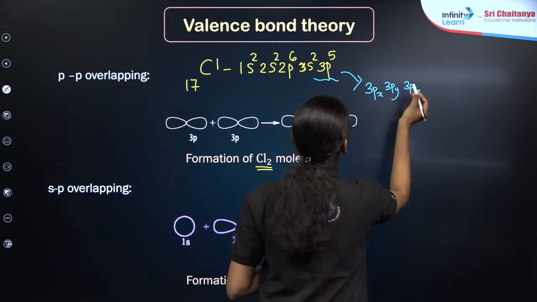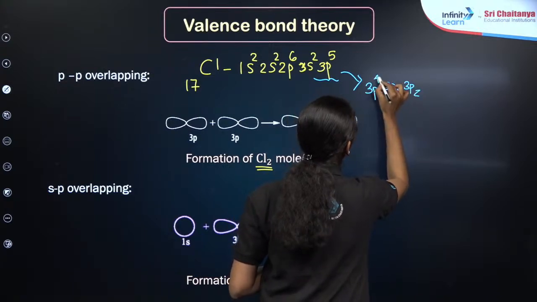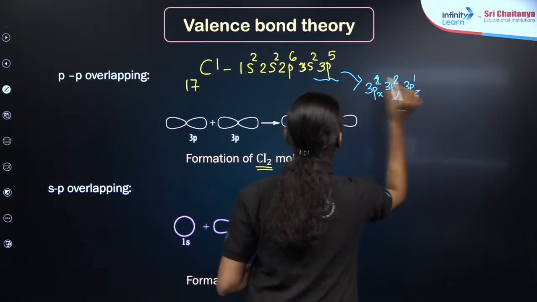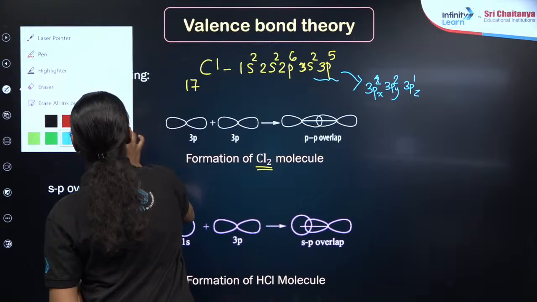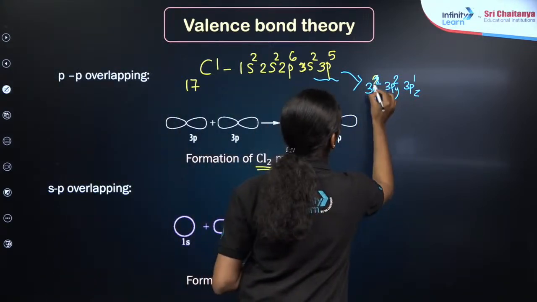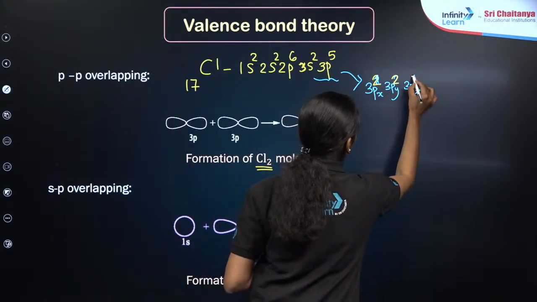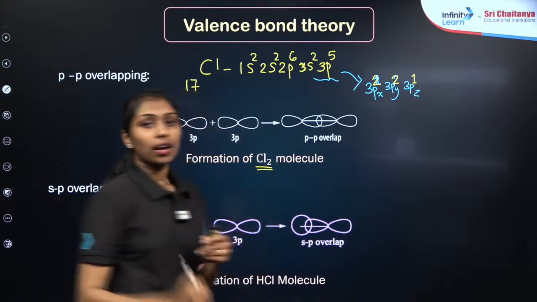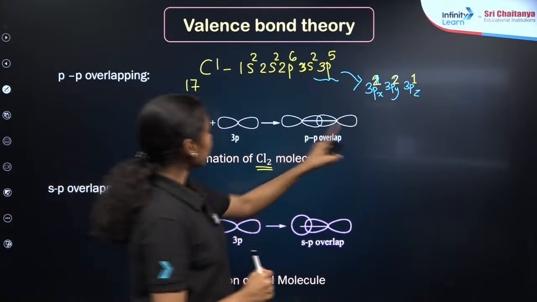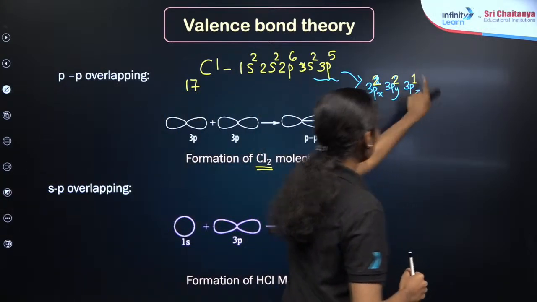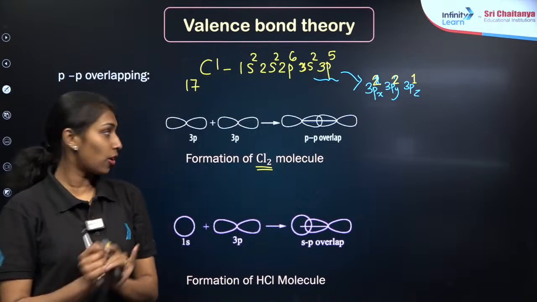According to our principle, this will be the orientation. Here it is 2 electrons, here it is 2 electrons. Only half-filled orbitals will undergo overlapping. If you are considering here, it is 3pz1 that will undergo overlapping in the case of the chlorine molecule.